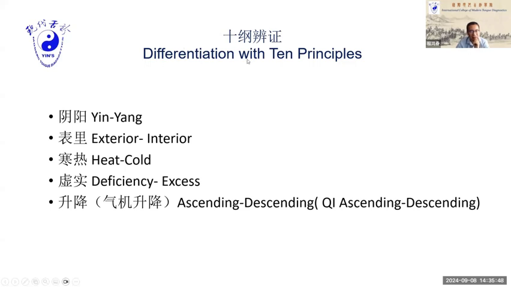This shows the differentiation with the 10 principles. We know the 8 principles for the syndrome differentiation are yin-yang, exterior and interior, heat and cold, deficiency and excess. And I added 2 pairs, the ascending and descending. Here we can see a development of the Chinese medicine theory.